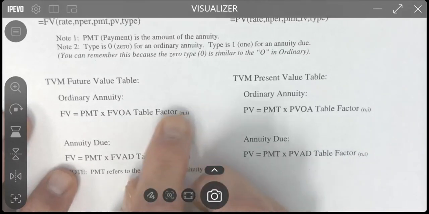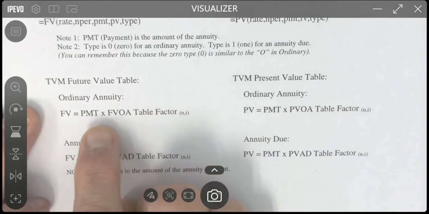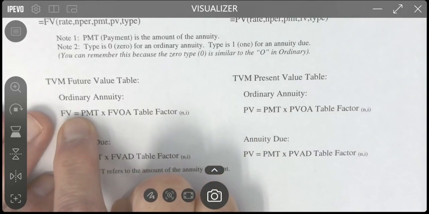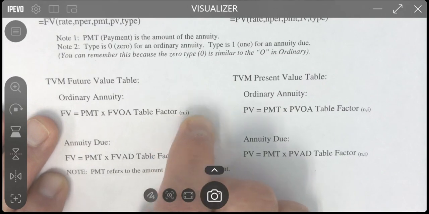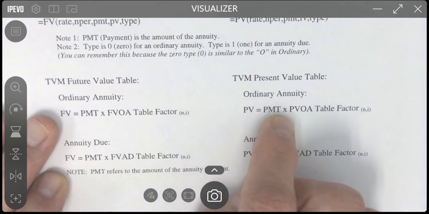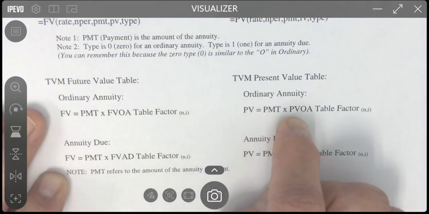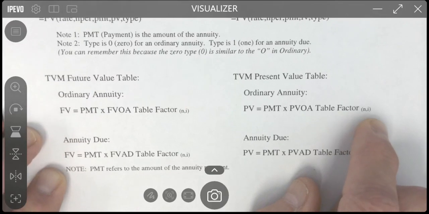And then you can use the time value of money tables for annuities. The future value of an annuity is the amount of the payment multiplied by the table factor for the future value of an ordinary annuity for n periods at I interest rate. The present value of an annuity is the amount of that annuity multiplied by the present value of an ordinary annuity table factor for n periods and I interest rate.